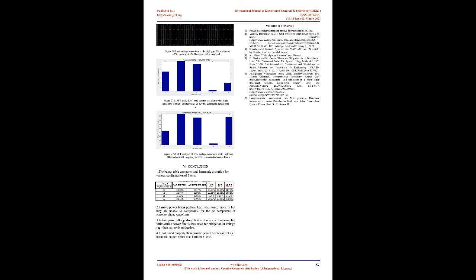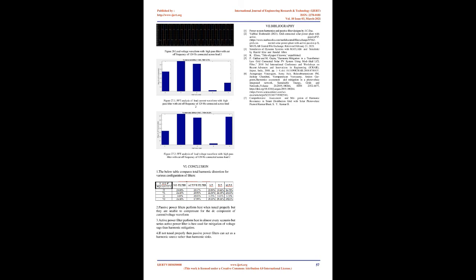The sequence would be as follows: 1. No filters are connected. 2. Only shunt active power filter is connected. 3. Only series active power filter is connected. 4. Single-tuned passive filter is connected across load 1. 5. Double-tuned passive filter is connected across load 1. 6. High-pass filter is connected across load 1. 7. Single-tuned passive filter is connected across load 2. 8. Double-tuned passive filter is connected across load 2. 9. High-pass filter is connected across load 2.